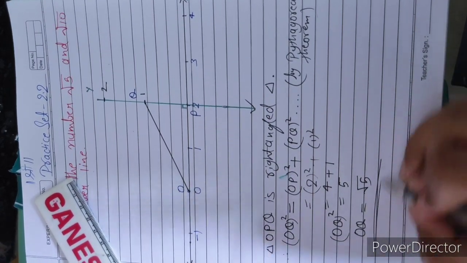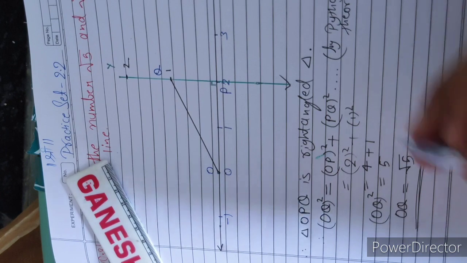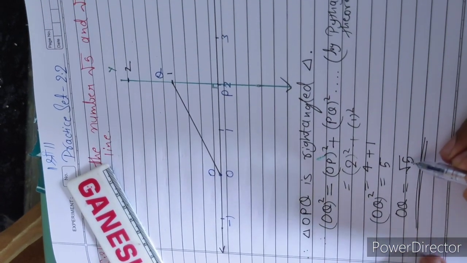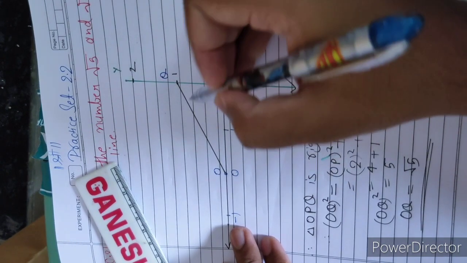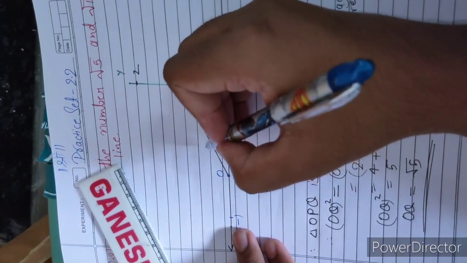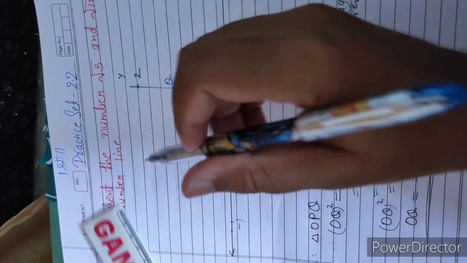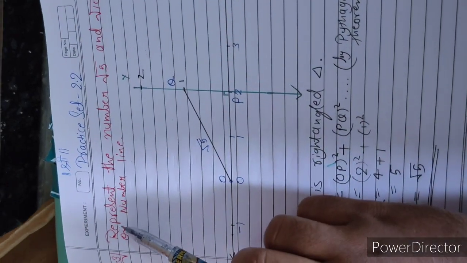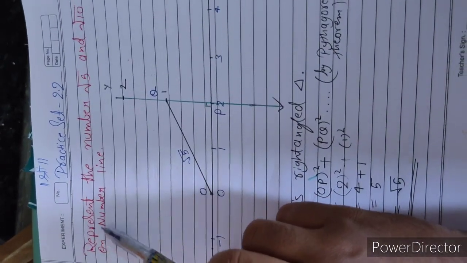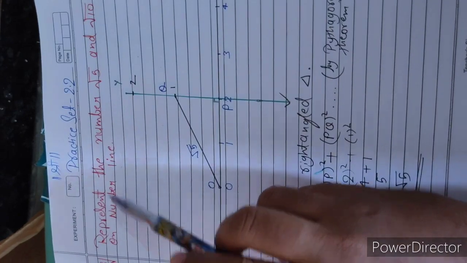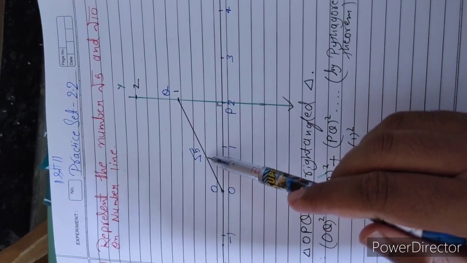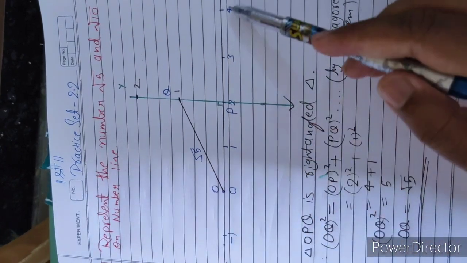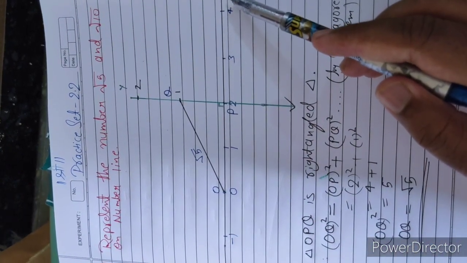Okay, so here we got the value of OQ, that is root 5. So here we will denote on this triangle that the value of OQ is root 5. But in the question we have been asked to represent root 5 on the number line. Here we denote it in the triangle, and our number line is this, which we denote here by the x-axis.